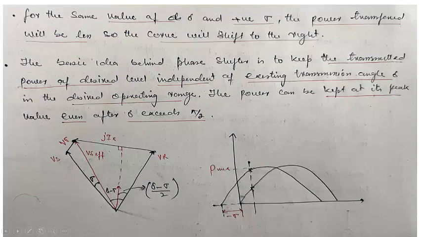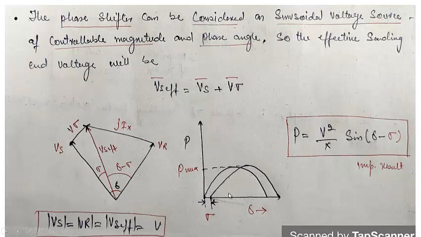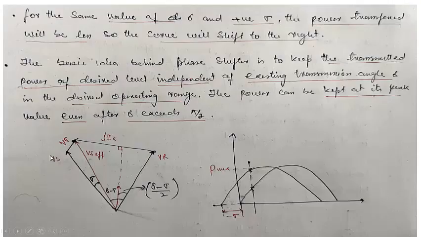So for the same value of delta and positive sigma, the power transmitted will be less, so the curve will shift towards the right. You can see from here, this curve is for the positive delta, and then the net angle will be smaller. That means this angle will be delta minus sigma, and this curve will be shifted towards the right. For a particular value of delta, definitely the power will decrease, but the stability will increase. That is the transient stability. The basic idea behind the phase shifter is to keep the transmitted power at a desired level independent of the existing transmission angle delta.